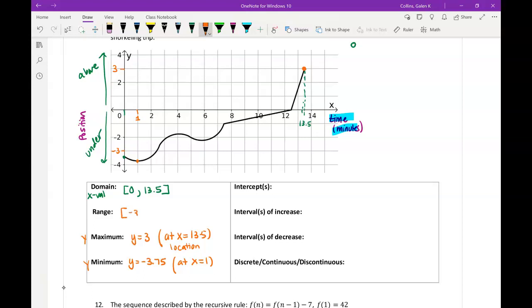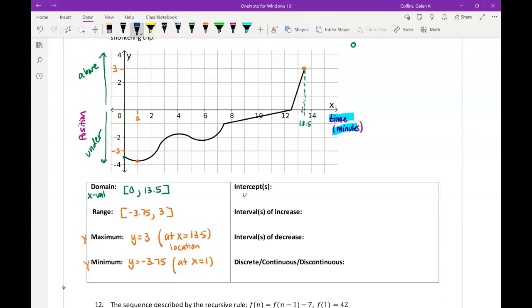I don't really know why I said lowest. I was looking at the graph, negative 3.75, and then my range goes all the way up to my output of positive 3. So when I'm looking at my range, I'm looking at the range of values from my minimum to my maximum. All right, when we're talking about intercepts, we have two types of intercepts.